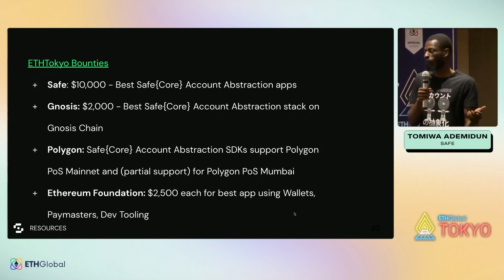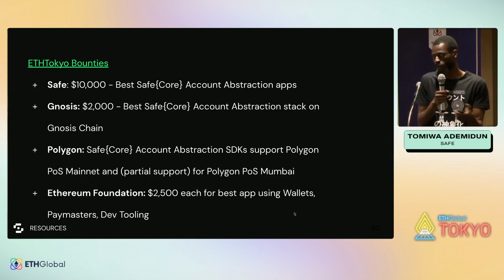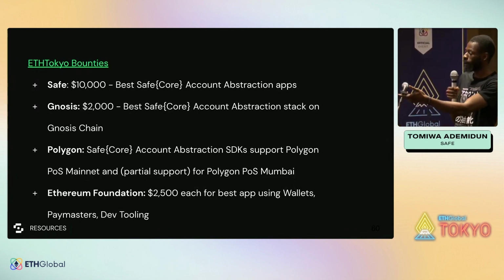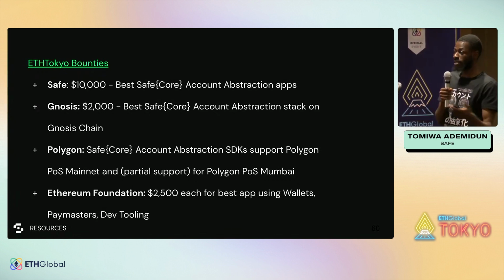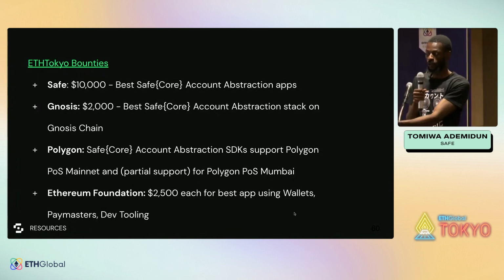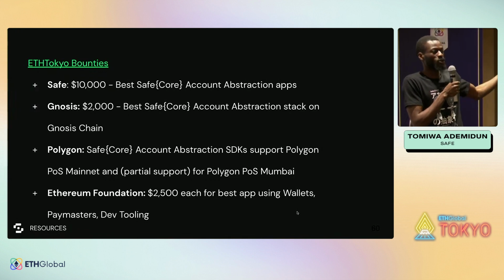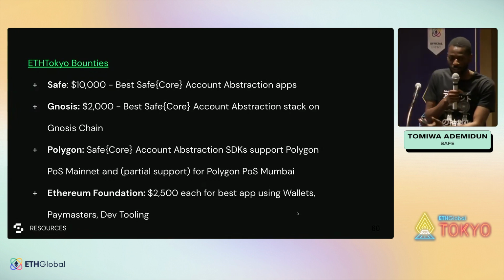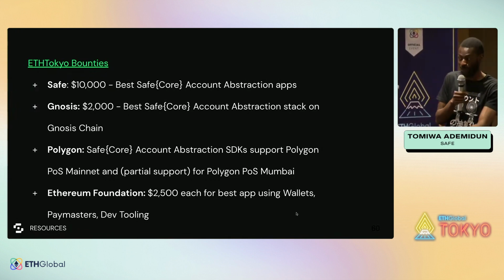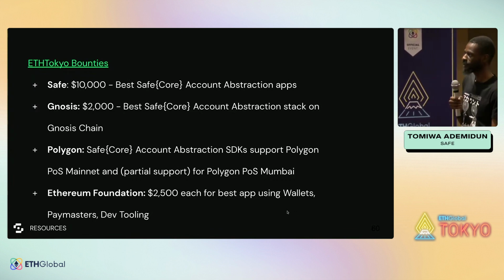Polygon as well. We support Polygon mainnet, and we support Polygon Mumbai as well. So that's another bounty you can get. Ethereum Foundation, you can get that as well. And we're also deployed on Celo, so you can get Celo bounties too. So if you're trying to get some bounties, build on Safe.